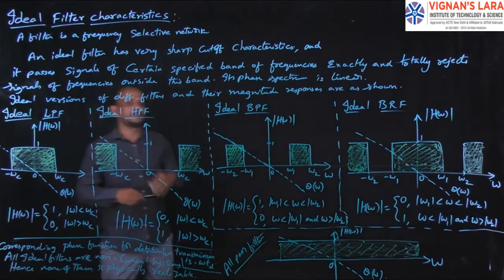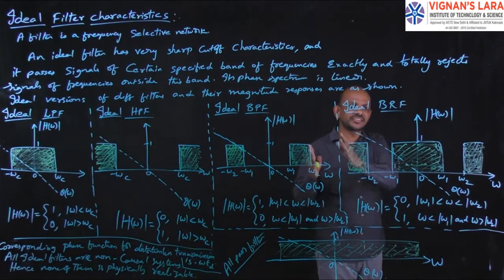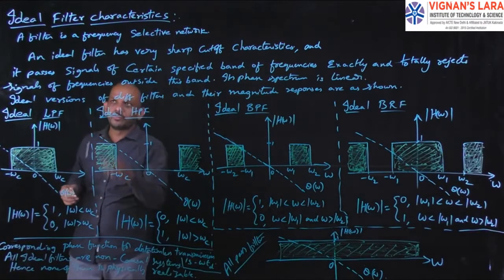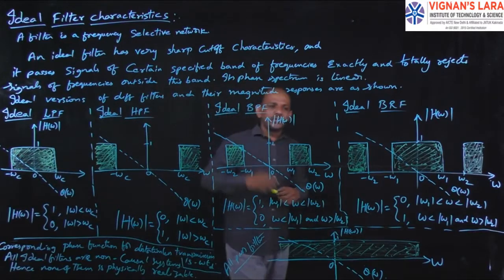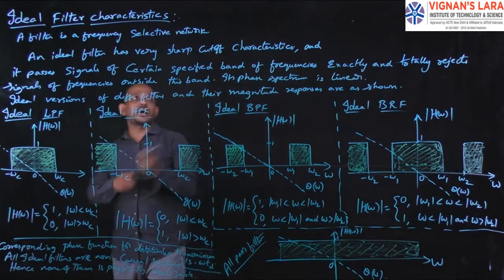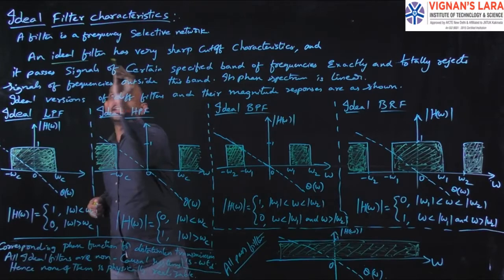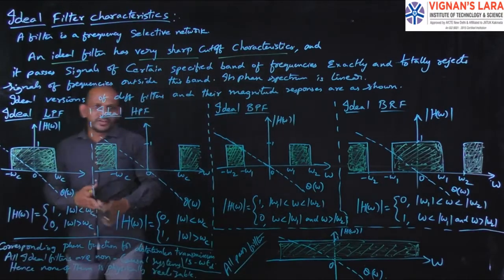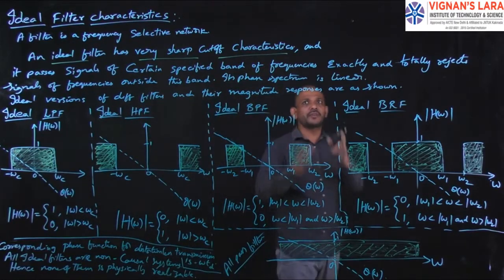Ideal means perfect. If it wants to stop, it will stop exactly. If it wants to pass, it will pass the complete signal. So ideal means exactly, perfectly. An ideal filter has very sharp cutoff characteristics. Cutoff characteristics means if it has to stop the signal, it will stop it exactly, perfectly.